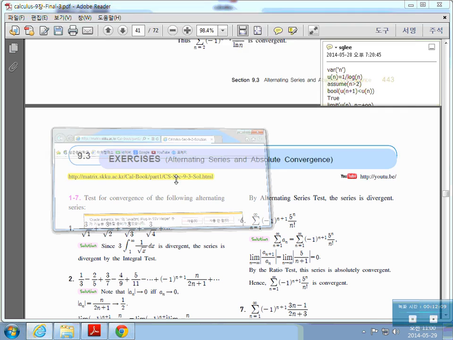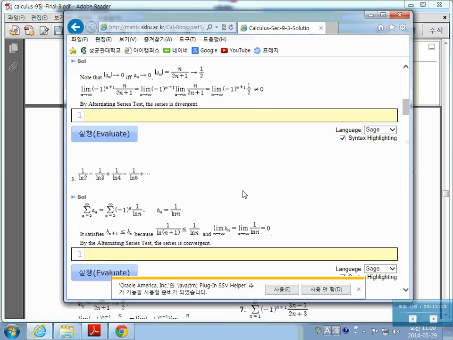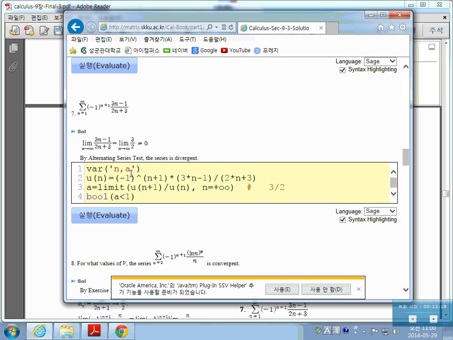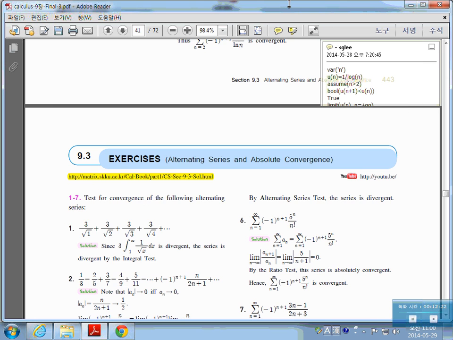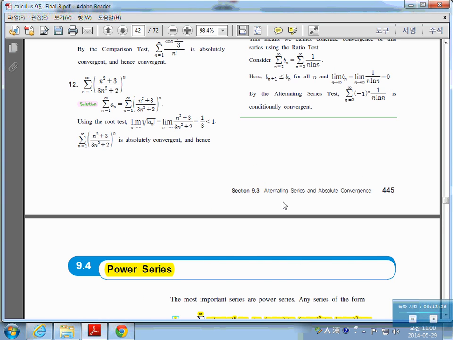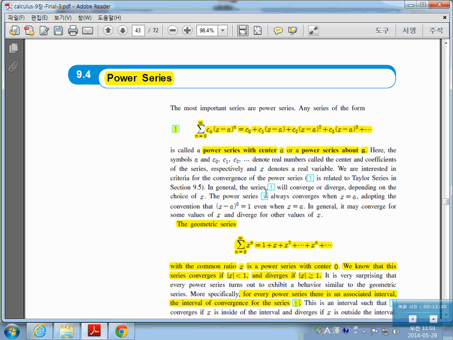Okay, and most of the examples and solutions from the exercise problems can be found on this website, with the solutions and the code, so you may check it and get prepared for the presentation of your problems. I think that's it for section 9.3. So before we start section 9.4, do you have any questions?